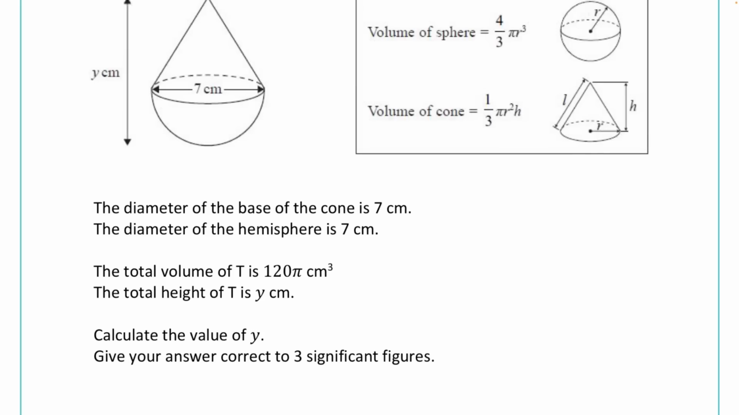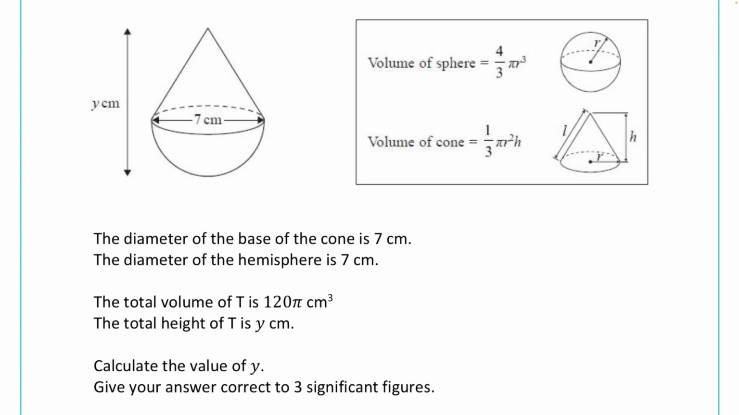So we know we're not going to get a very nice answer here. But if we look at the cone and the sphere, and again looking at the formulas that we are given, we need the radius for both of those. So straight away I want to write next to this that the radius is half of 7, which is 3.5. So I've got the radius. And also not forgetting the radius of a hemisphere is this height just here. So this is also 3.5.